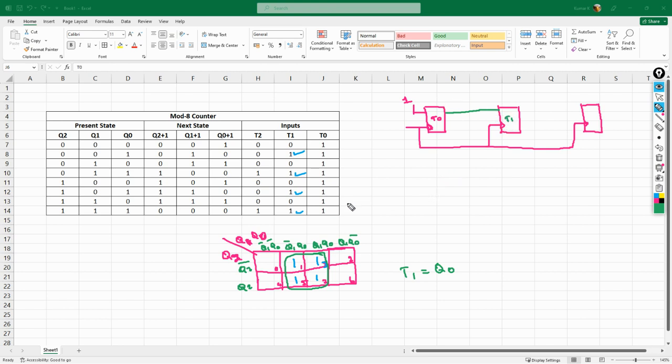Now what about your T2? Q1, Q0. So your T2 is going to be Q1 and Q0. This is the AND, right? Yes, sir. Okay, and what about your reset?